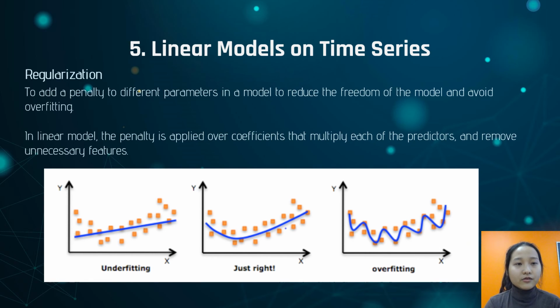And so speaking of regularization, this is the method to add a penalty to different parameters in a model to reduce the freedom of the model, as well as avoid overfitting. As you can see here, we have an underfitting and overfitting chart, and we are trying to fit the data as shown in the middle chart.